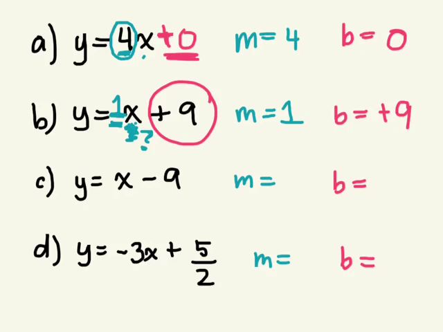In this example, again, we didn't have a number in front of x. There was no coefficient, so we can put a 1 there. So we know the slope is 1. But what's the y-intercept of this one? What's the number by itself? 9. Positive or negative?